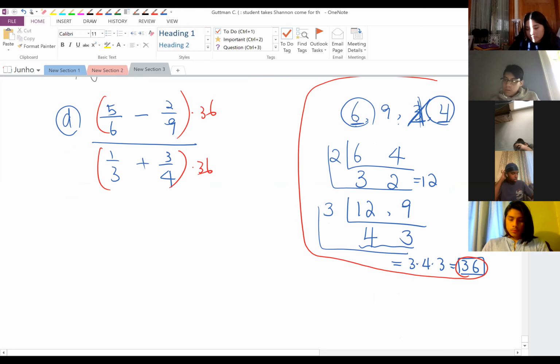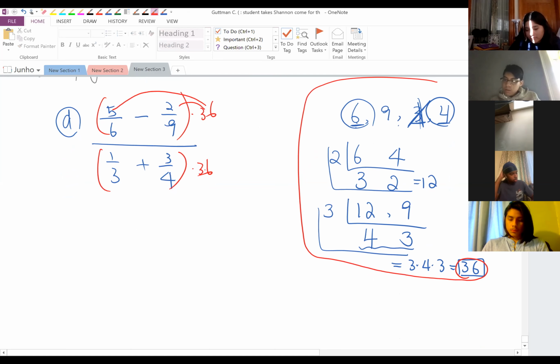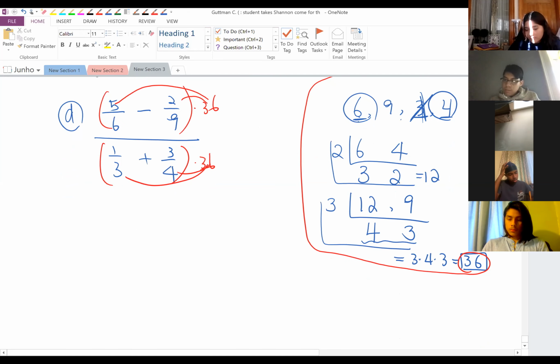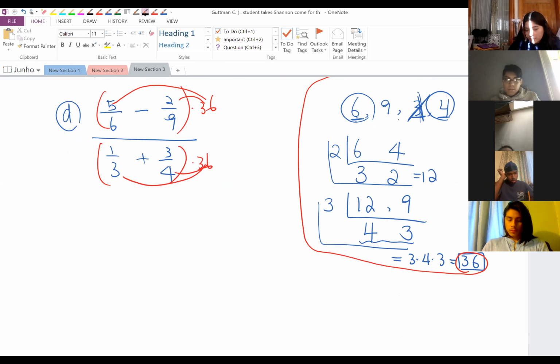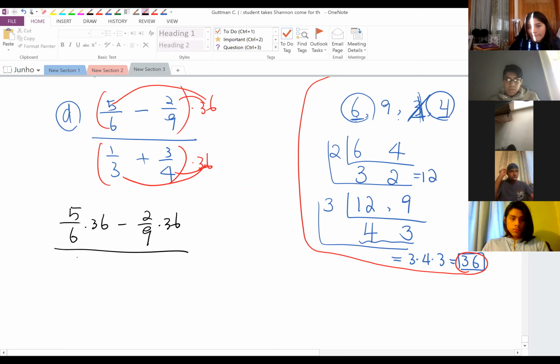Okay, so I'm going to distribute and indicate that they're multiplication. So 5/6 times 36 minus 2/9 times 36, over 1/3 times 36 plus 3/4 times 36. Okay, so as I told you, you can multiply or divide first, but I'd better do the dividing first and then multiply. There will be a smaller number.